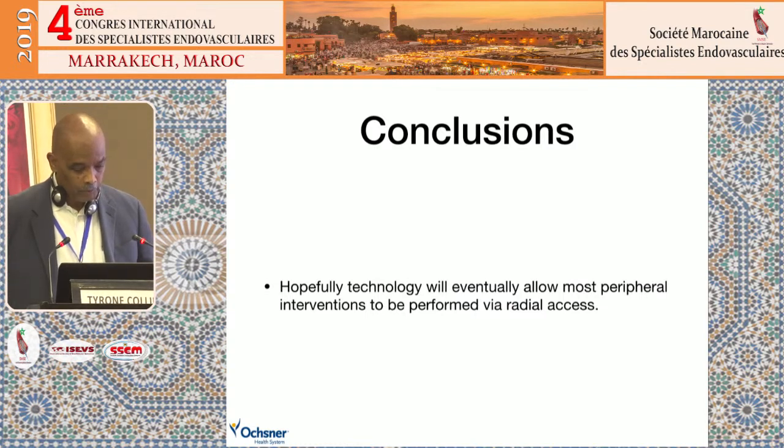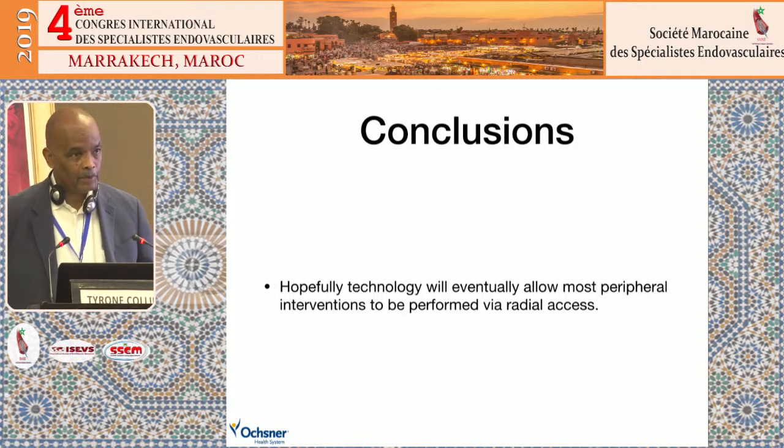Hopefully the technology will allow most peripheral interventions to be performed via the radial access. Right now we do have some sheaths that are available that are over 200 centimeters long, so we can do more procedures from a radial approach. Most of these radial accesses are 6 French. Usually when you go larger than 6 French, that prohibits you from doing a lot of patients.